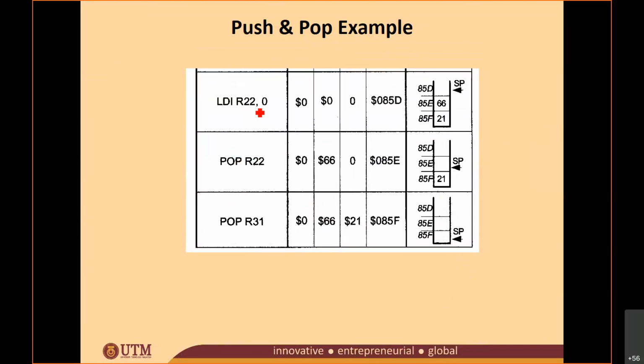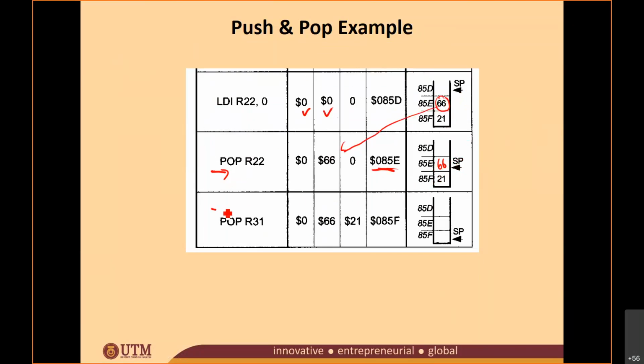And then you load the data to R22 and R20 with 0. The stack pointer is still pointing to 085D, while this is the value still inside your stack. And then after that, you're going to retrieve the data from the stack and put it to R22. So the value 66 you put to R22, and your stack pointer is incremented by 1. So now the stack pointer points to address 085A. By right, the value of 66 is still inside this RAM, at address 085A. It is not erased, it does not become empty.